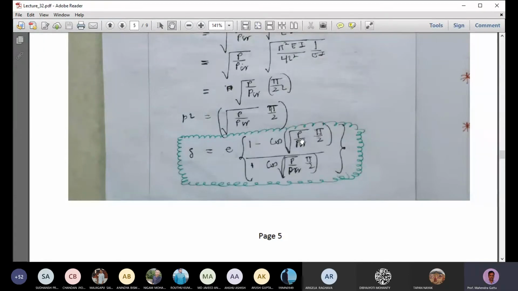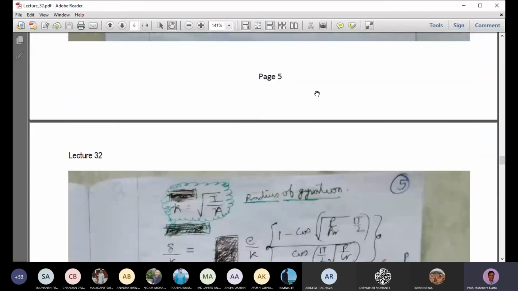Okay. So we are writing this delta is equal to E. So what we can do, we can plot this function. We can plot delta versus P by P critical in the next graph.